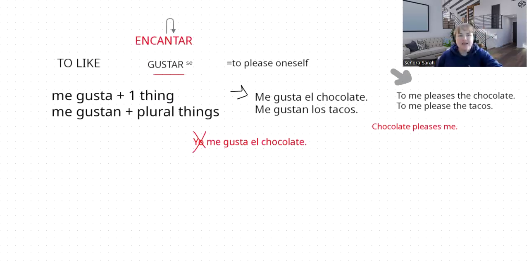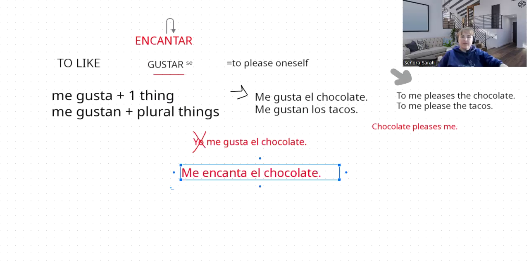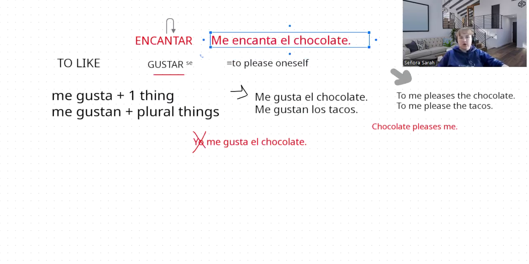Okay. Anyway, encantar means to love a thing. For example, if you want to say I love chocolate, how do you think you're going to say that? I love chocolate. Say it out loud to the video. Think about it right now. You probably got it. Yes, it's me encanta el chocolate. Me encanta el chocolate. It has the same word order, right? It's not going to be yo me encanta el chocolate. Nope.